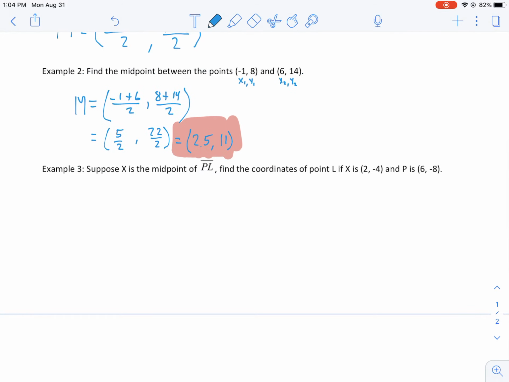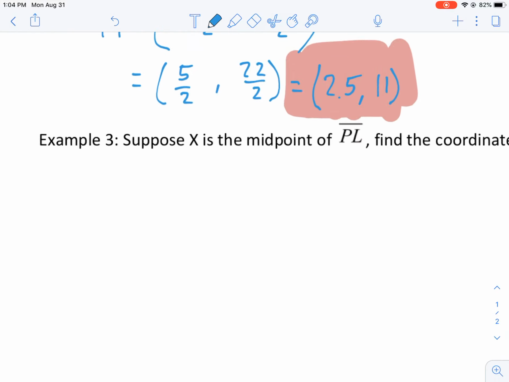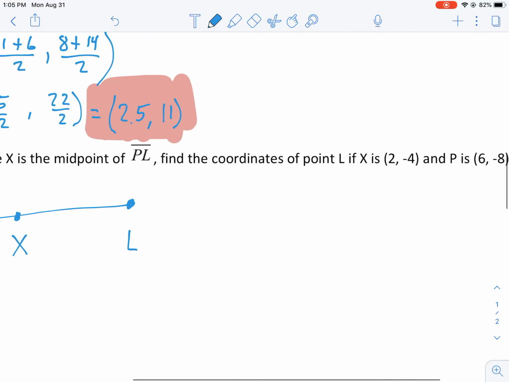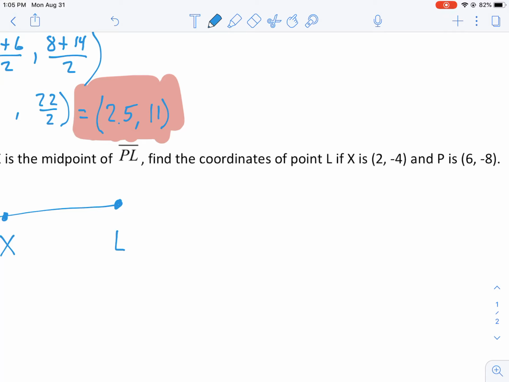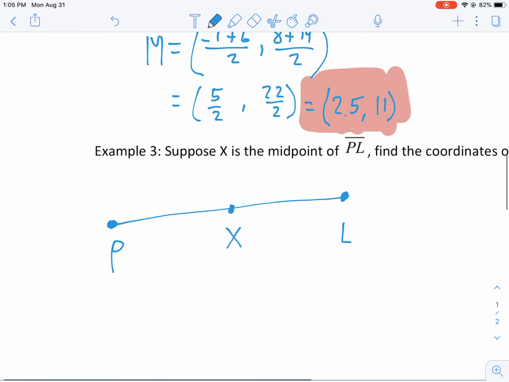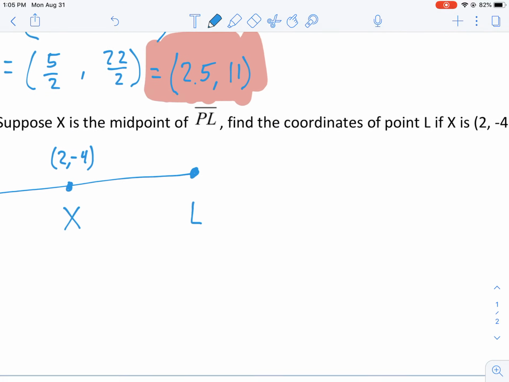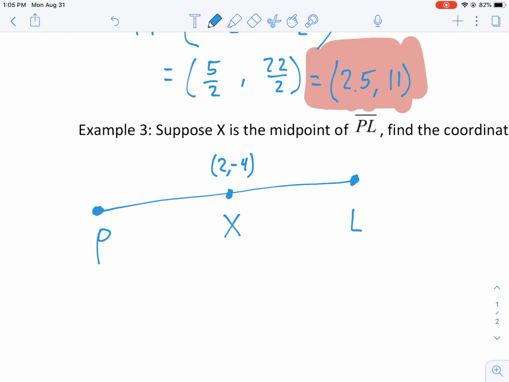So the last example that we're going to do says, suppose X is the midpoint of PL. Once again, we're going to draw a picture. You should always draw a picture in geometry. X is the midpoint. It says find the coordinates of point L if X is 2, -4 and P is 6, -8.